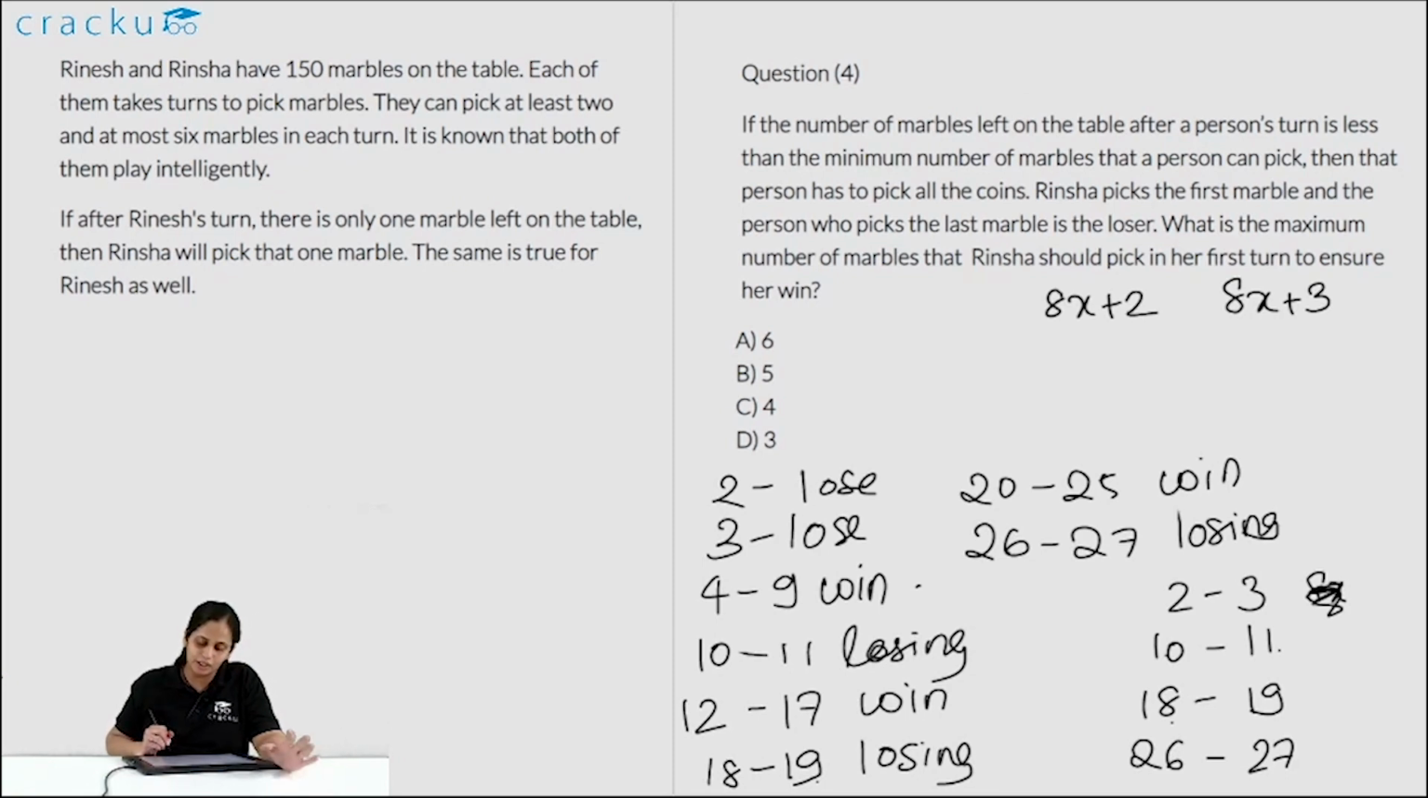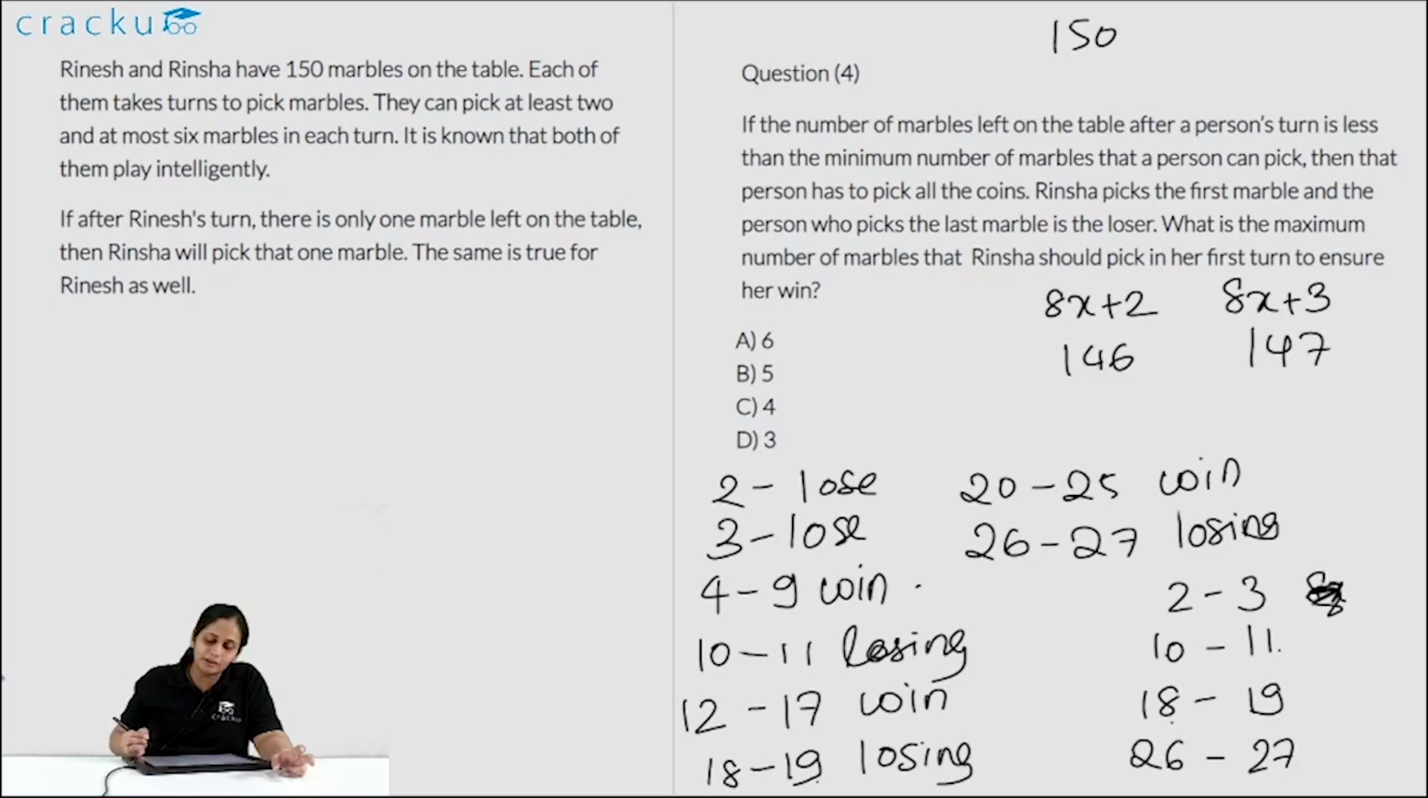Now these are the must-lose positions, and Rinsha has to pick the first marble, and the person who picks the last marble is a loser. So if this is the case, what is the number that she should leave on the table so that she wins? So there are 150 to begin with. Nearest multiple of 8 is 144. So this would be 146 or 147.